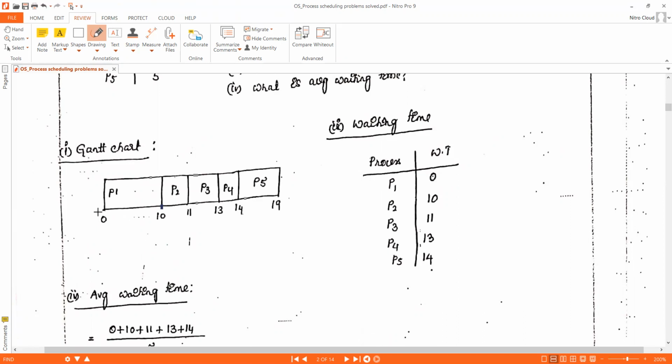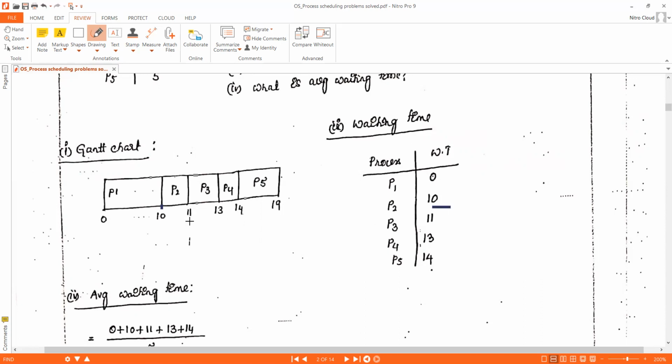For process 1, the allotted time is how much? It is 0 milliseconds. For process 1, the CPU is allotted at 0 milliseconds. So waiting time is allotted time minus arrival time: allotted time 0 minus arrival time 0, so the waiting time is 0 milliseconds. Next, process 2's allotted time is 10 milliseconds and its arrival time is 0 milliseconds. 10 minus 0, it is 10, the waiting time for process 2.